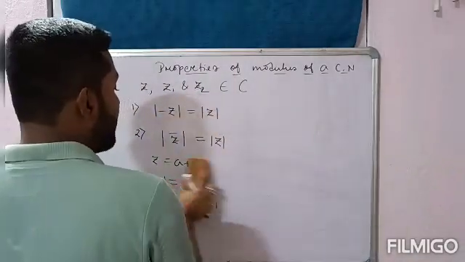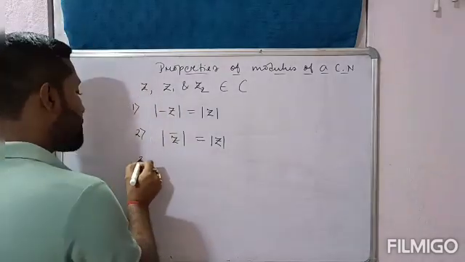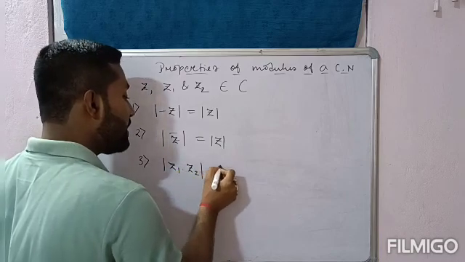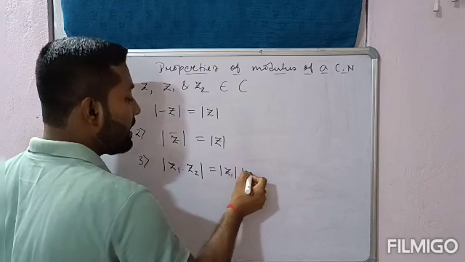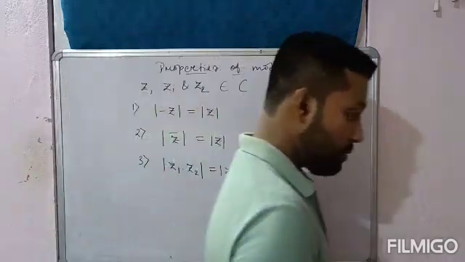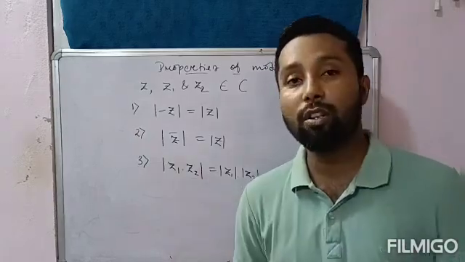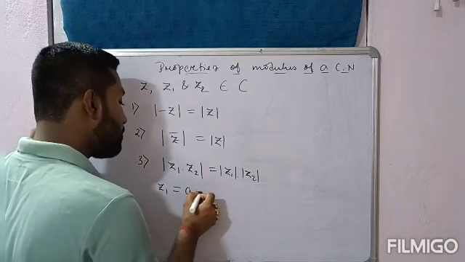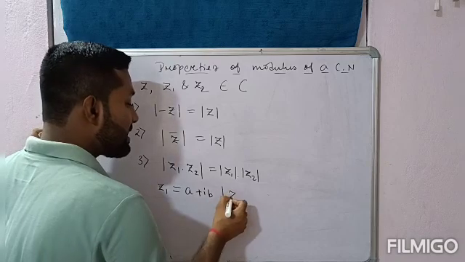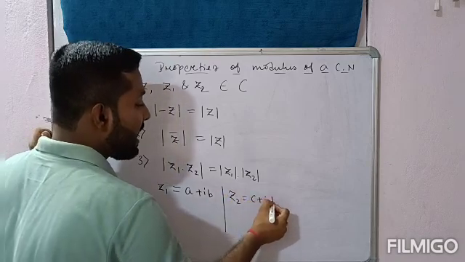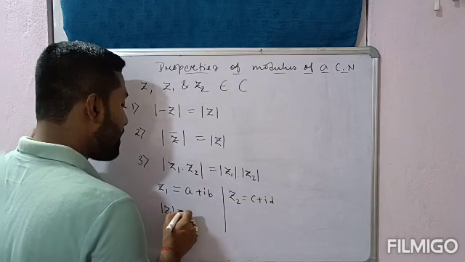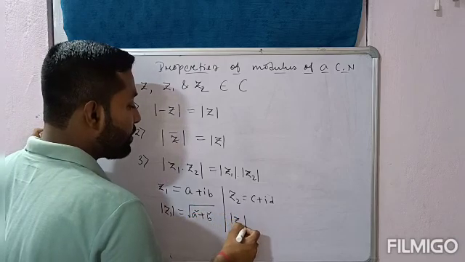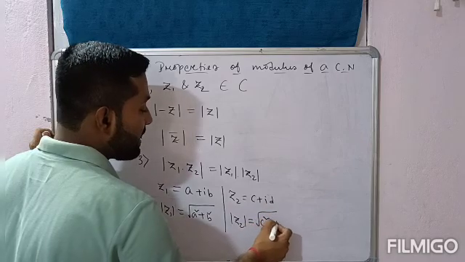Next, property number 3: modulus of z1 into z2 is equal to modulus z1 into modulus z2. Let us consider some examples. Say z1 is equal to a plus ib and z2 is equal to, say, c plus id. Then what will be the value of modulus of z1? Root over a square plus b square. Similarly, modulus z2 is equal to root over c square plus d square.